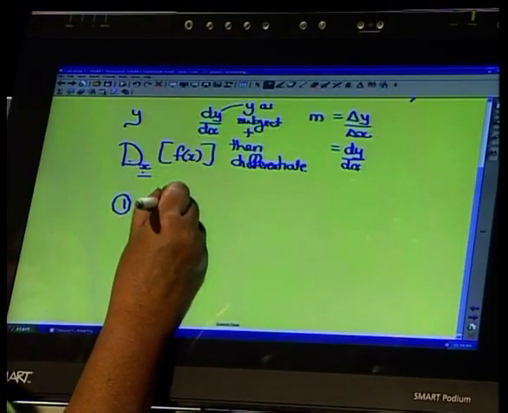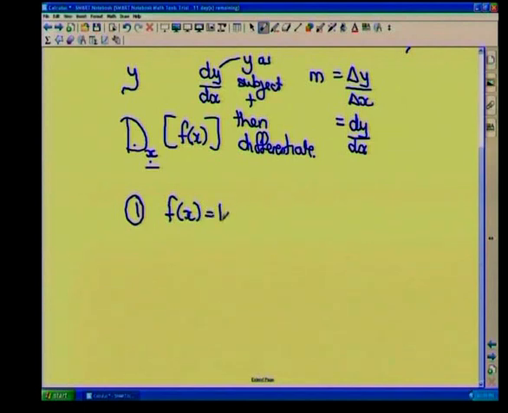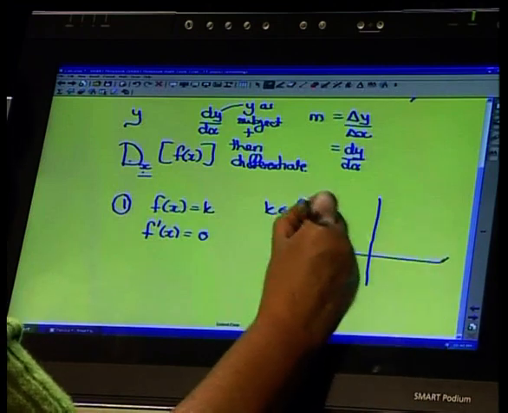So let's talk about the rules. The first rule says the following. It says if f of x equals k, k an element of the real numbers, then the derivative will be zero. Now you say to yourself, well, what does that mean? Well, what that means is if I drew the graph of y equals k, and k was just a number, say it was y equals 5, do you agree with me if it looks sort of like this?